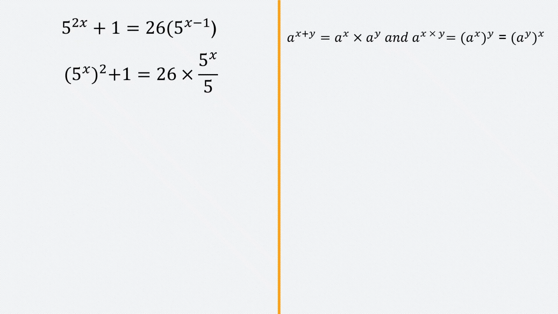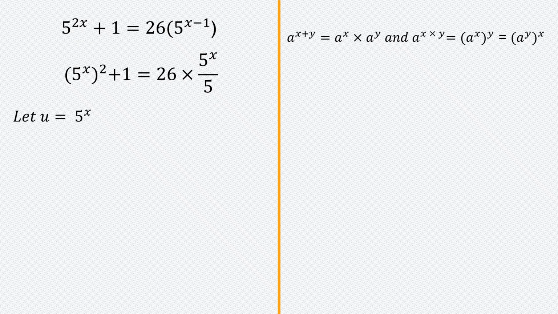The next thing we'll do is to also apply a rule to the first term. The rule says that a to the power x times y equals a to the power y all to the power x. So 5 to the power 2x can be written as 5 to the power x all squared. So our equation now looks like 5 to the power x all squared plus 1 equals 26 times 5 to the power x over 5.